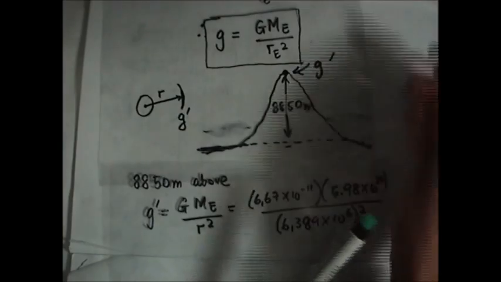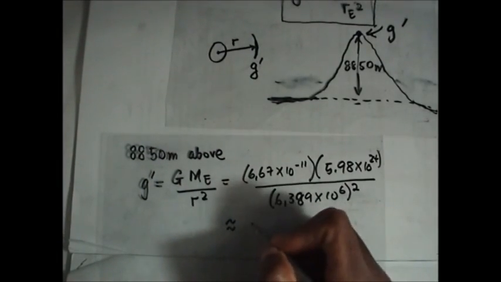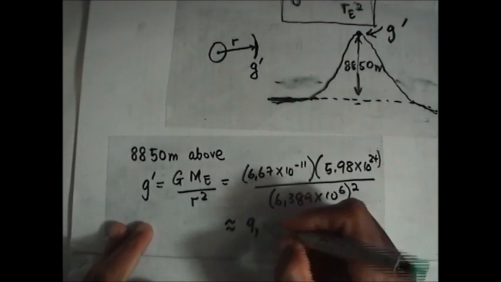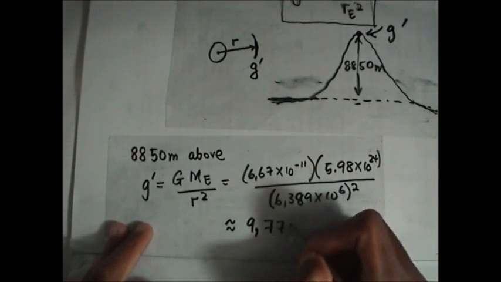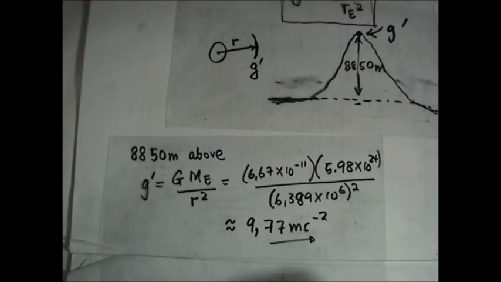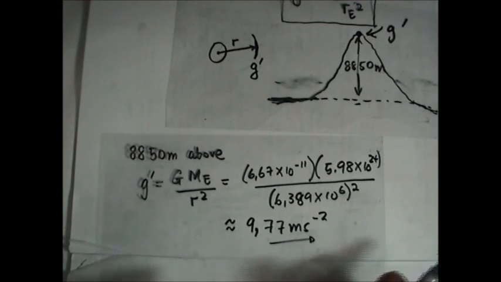Then it's just a matter of punching it into your calculator. When you punch it into your calculator correctly, you get that the effective acceleration due to gravity at the top of Mount Everest is 9.77 meters per second squared. That's basically the calculation for effective gravity. So this is just an estimate, because the Earth is not a perfect sphere.